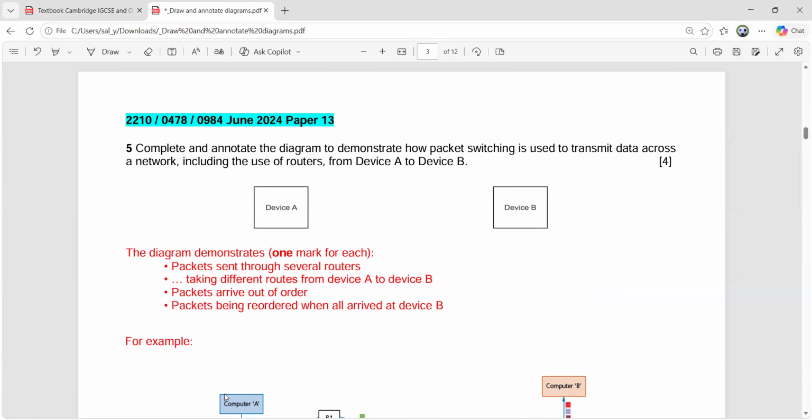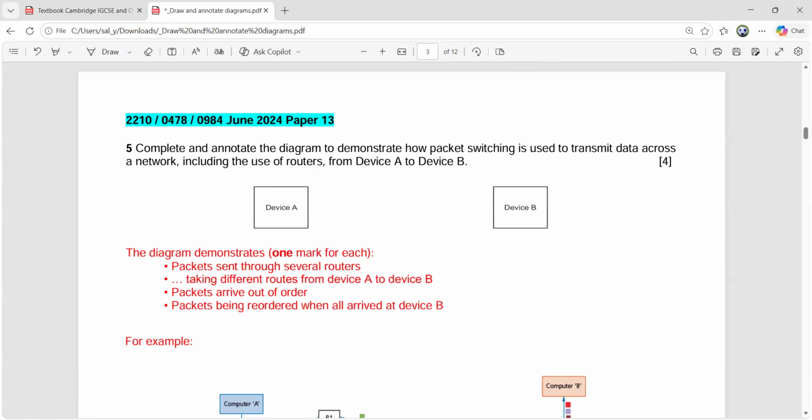The diagram demonstrates, one mark for each: packets sent through several routers, taking different routes from device A to device B. Packets arrive out of order. Packets need to be reordered on the receiver's end, or when they are received by device B, so that they can be understood readily by the receiving computer. So this is what they want you to draw. And this is a 4-mark question.